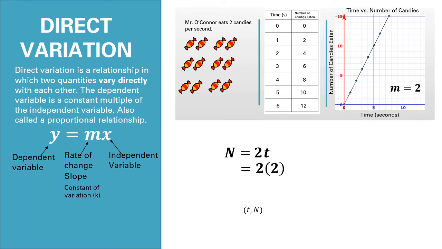Again, what if I substitute in 2 for t? 2 times 2, I get 4. Is 4 a multiple of 2? Of course it is. It's the result of 2 times 2. So (2, 4) is a point on the graph. There you can see it, (2, 4).